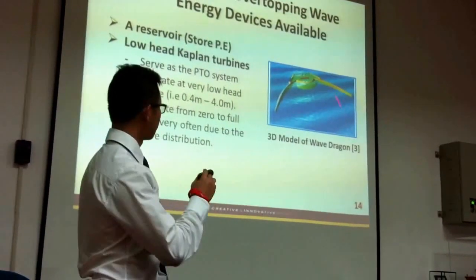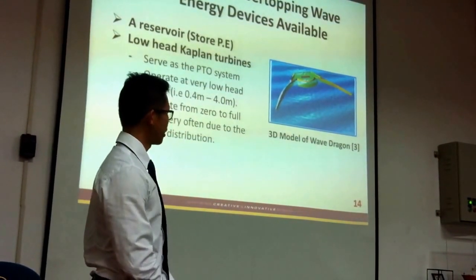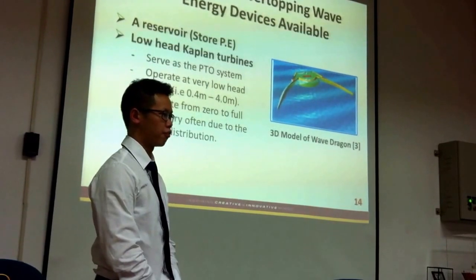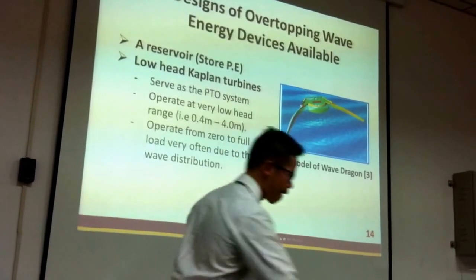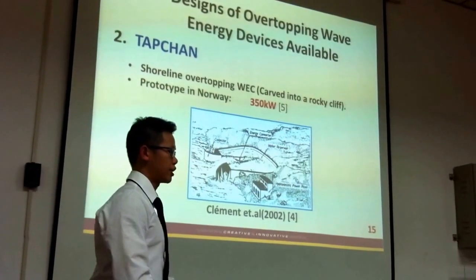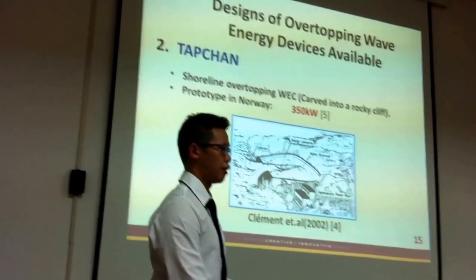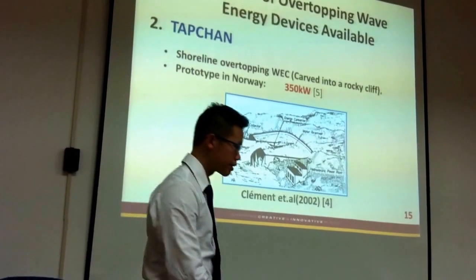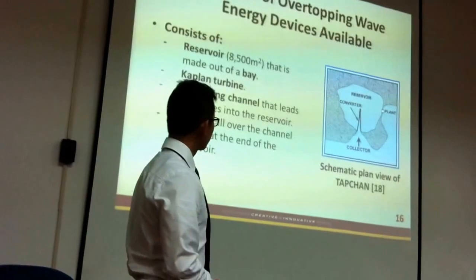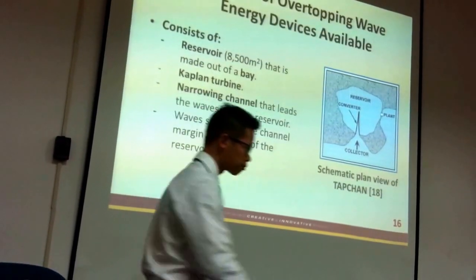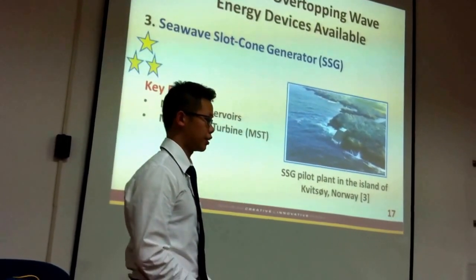It also has a reservoir in the middle, as well as low head Kaplan turbines, which operate at a very low head, about 0.4 to 4 meters, and also operate from zero to full load condition very often. Second is Tapchan. It is a shoreline overtopping wave energy device, and its prototype in Norway is rated at 350 kilowatts. It also consists of a reservoir, a Kaplan turbine, and a narrowing channel.